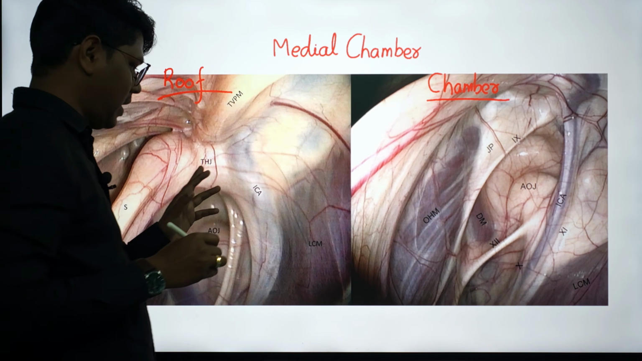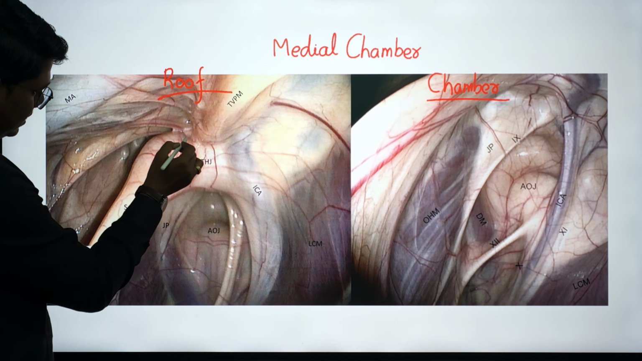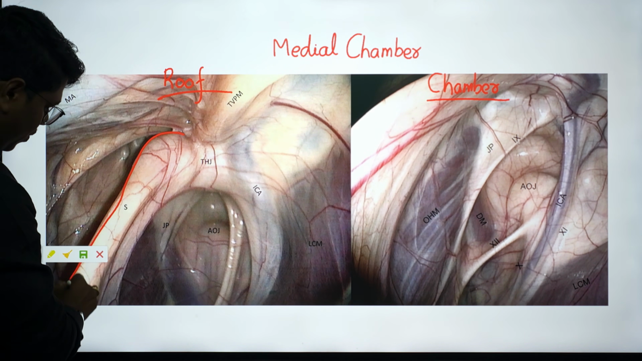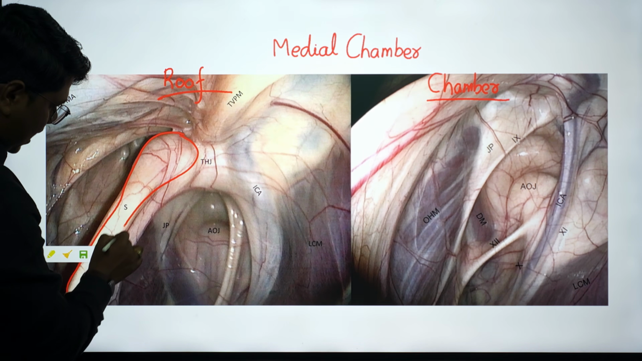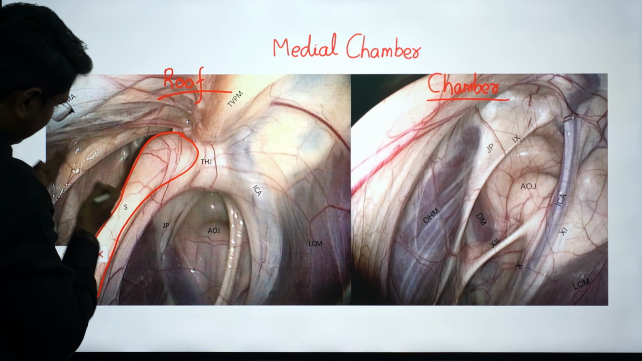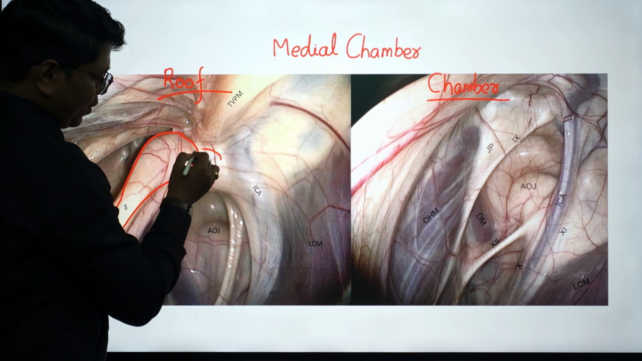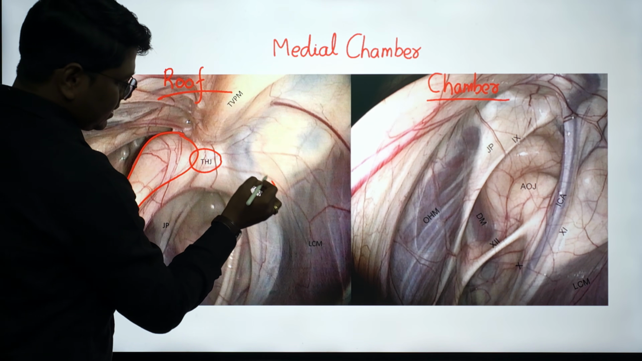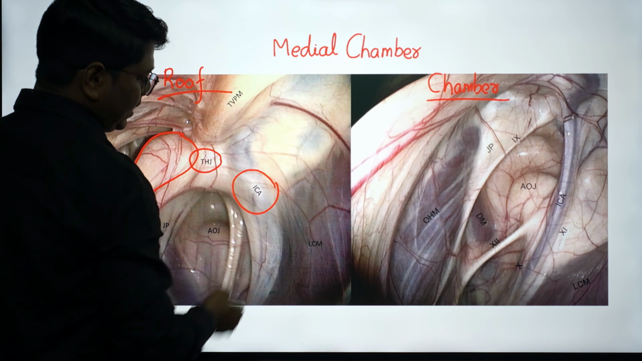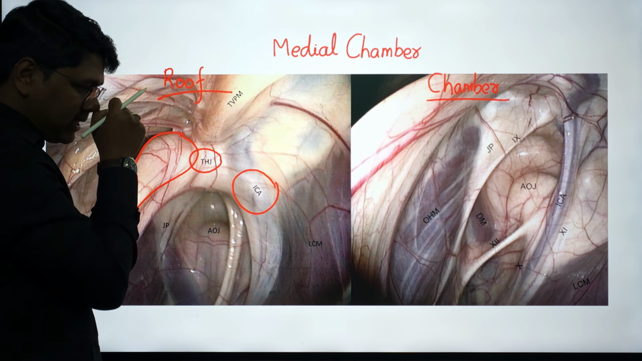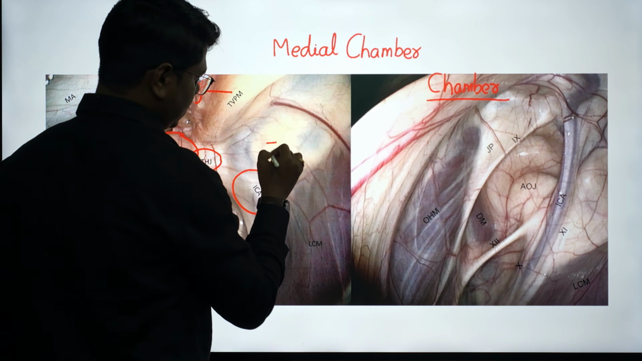Okay, why the roof? I will tell you. So this is the stylohyoid bone, which separates the medial chamber from the lateral chamber. Here is the temporohyoidal joint. This artery, the internal carotid artery, is very, very important, because there is a disease condition known as thrush.